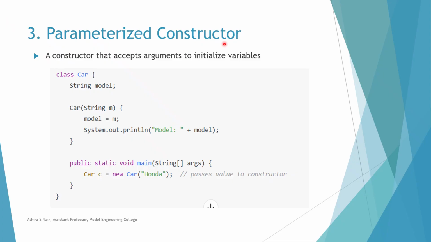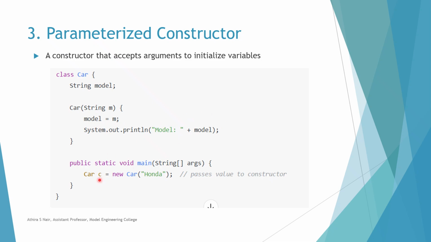The next type is the parameterized constructor. This constructor accepts values during object creation. Here we have an example, class Car, and model is an instance variable, and this is the constructor Car. Here there is a parameter, String m. Here we are assigning model is equal to m, and here we are printing the model.